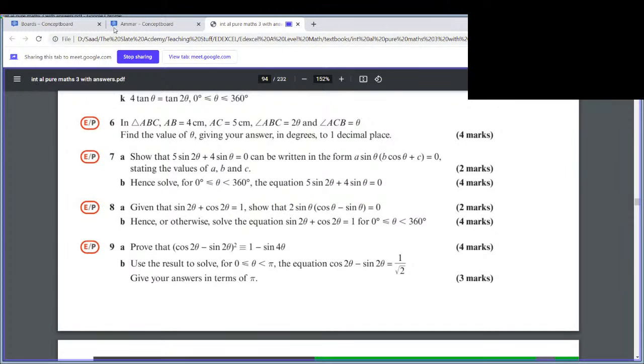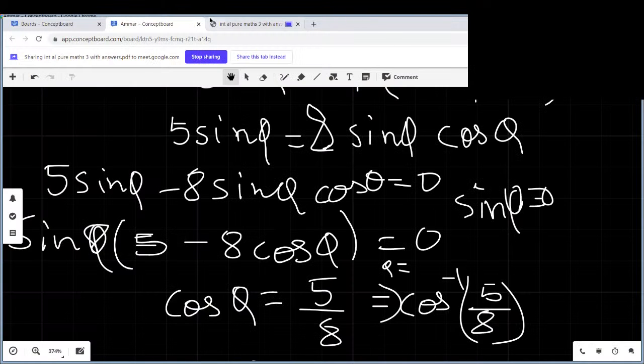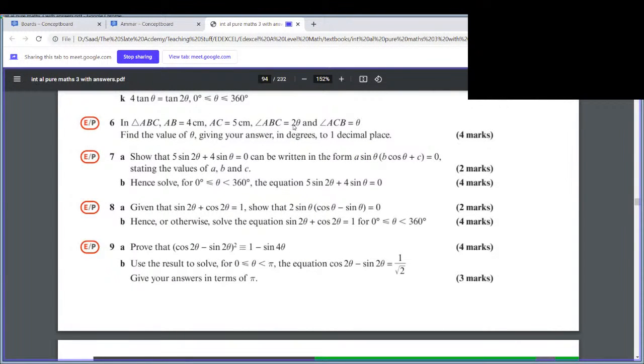But why is this question even here? Just because of 2 theta? I mean, it's very easy. I don't know. 7.